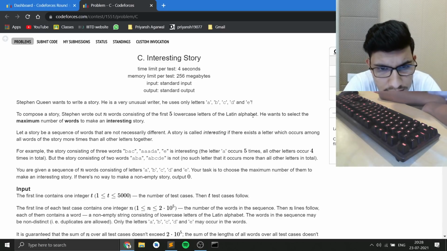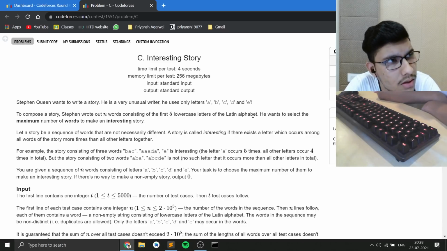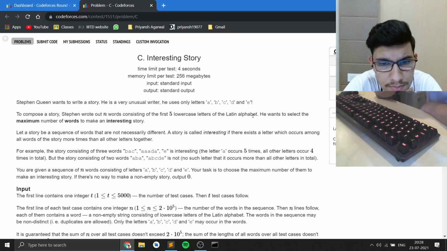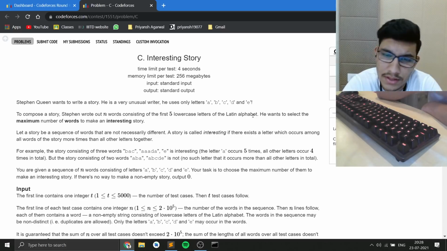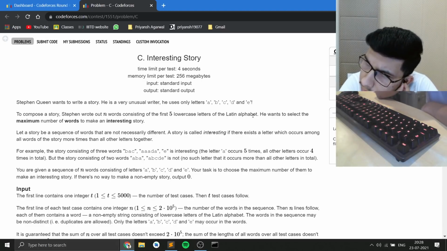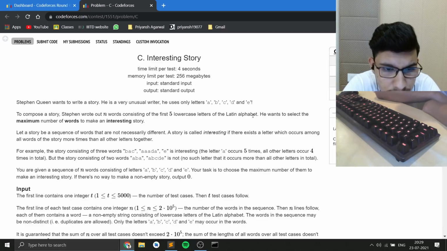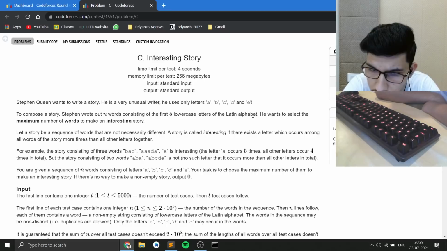Let a story be a sequence of words that are not necessarily different. A story is called interesting if there exists a letter which occurs among all words of the story more times than all other letters together. For example, the story consisting of three words B, A, C, A, D, A, E is interesting. The letter A occurs 5 times. Among all, okay, all other letters occur 4 times in total. But the story consisting of words A, B, C, D, E is not okay. No such letter that occurs more than all letters in total.